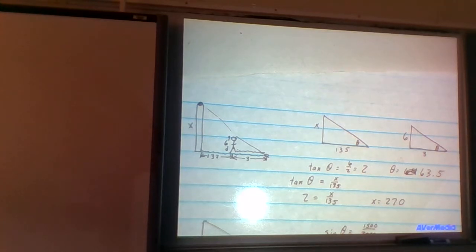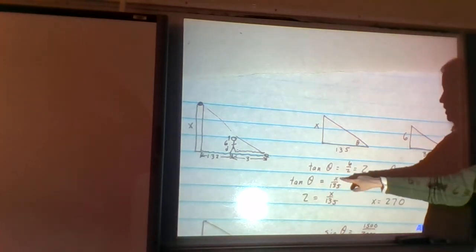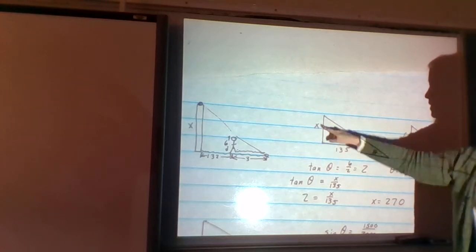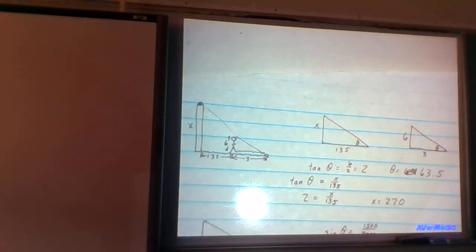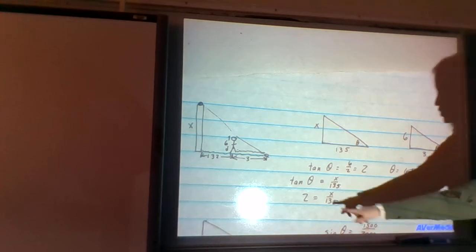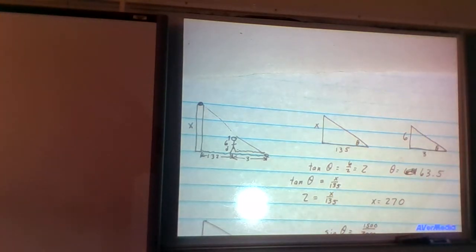Correct? All right. So if I know what the angle is, I can then just say the tangent of that angle has to equal x over 135. And then I realized I didn't really need to know what the angle was. Okay, so I could just say 2 equals that.